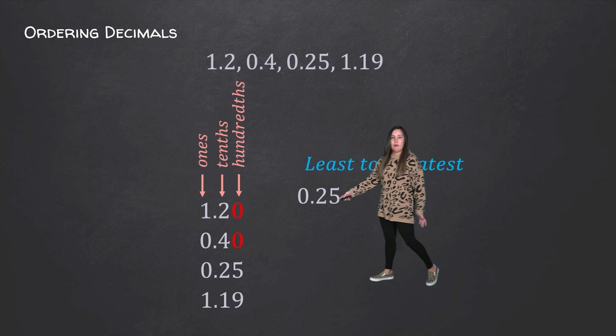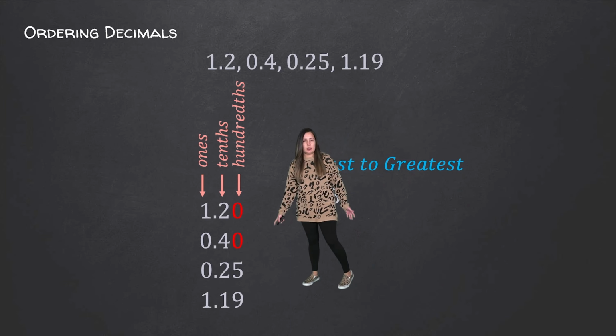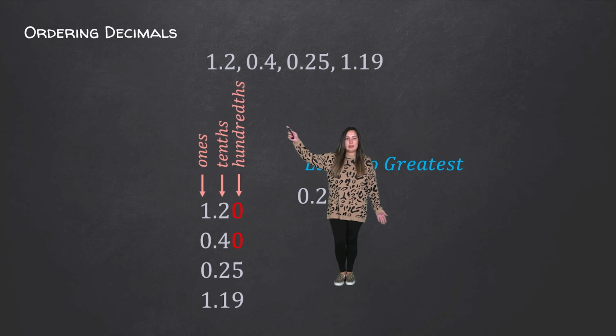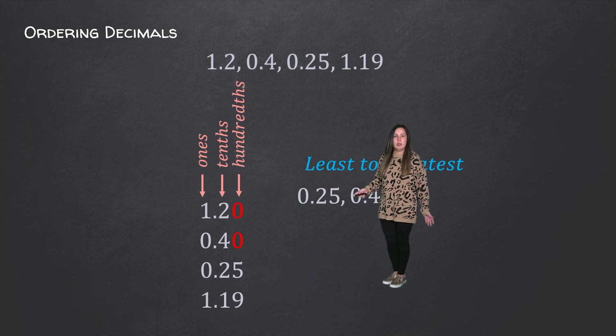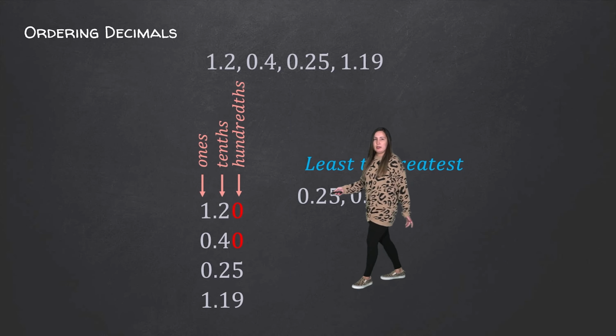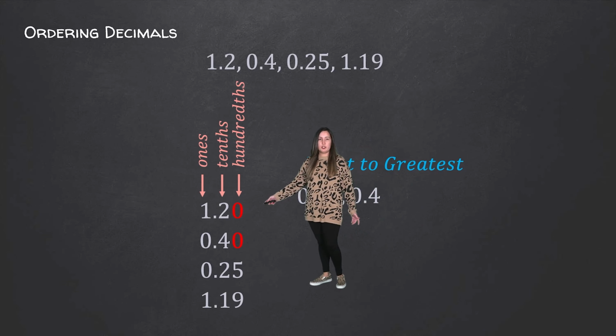Now we only have one other number that's leading with a 0. So that automatically makes 4 tenths our second smallest number. So we have 25 hundredths and then 4 tenths. And then now we're going to look at the numbers that are leading with a 1. So we have 1 and 2 tenths and 1 and 19 hundredths.